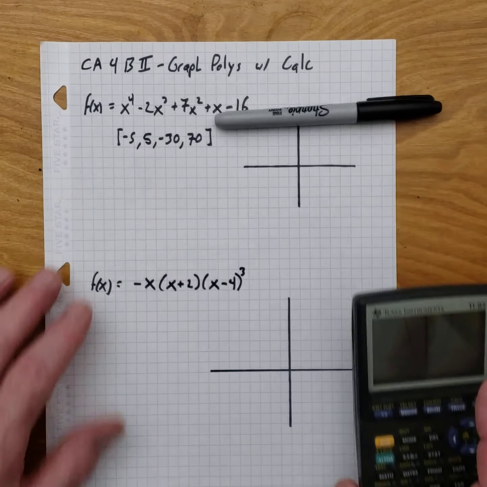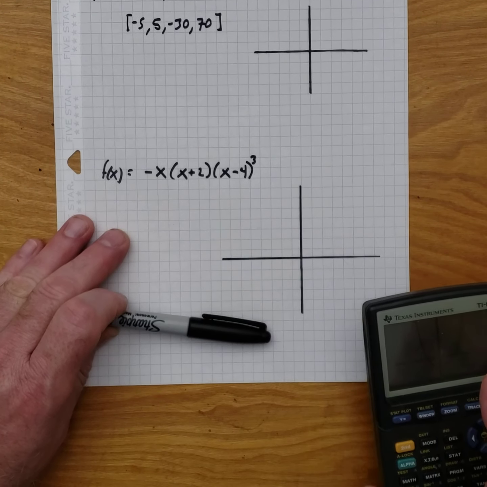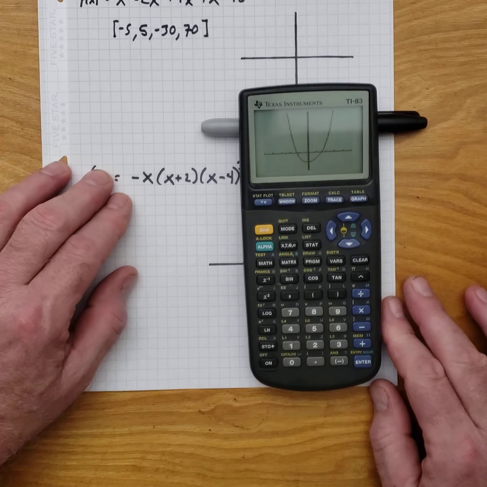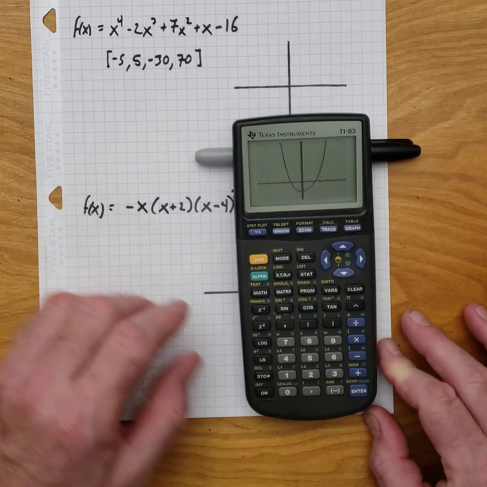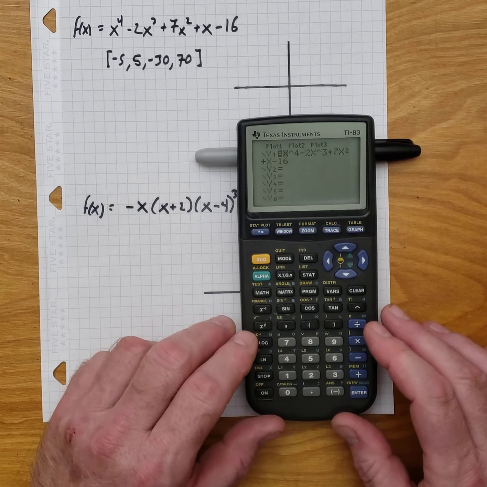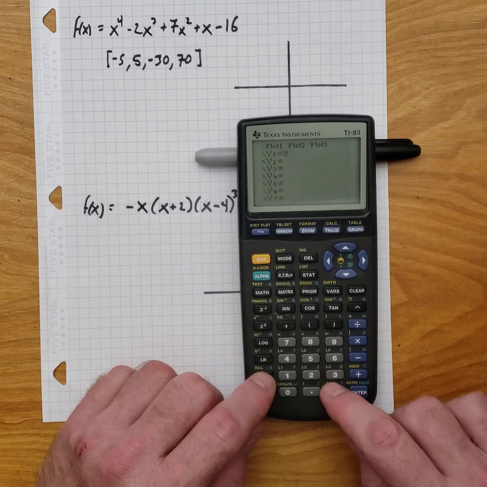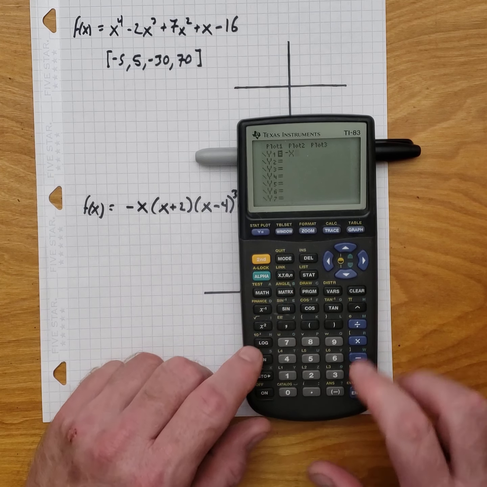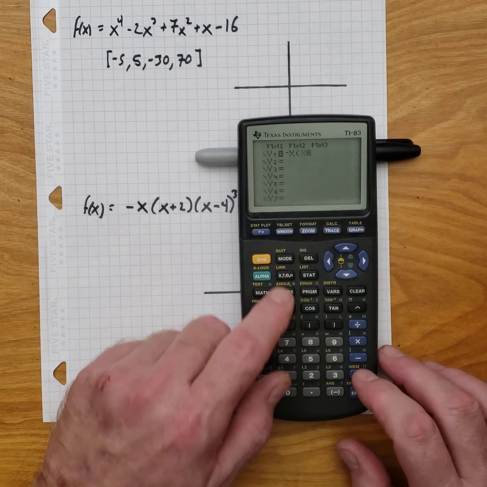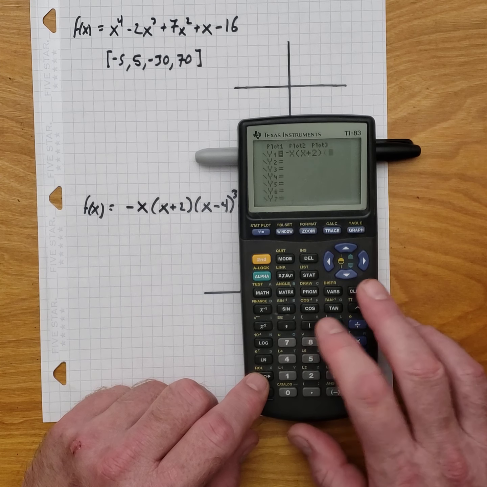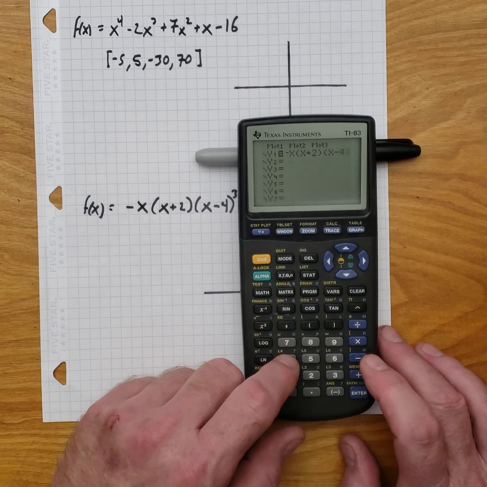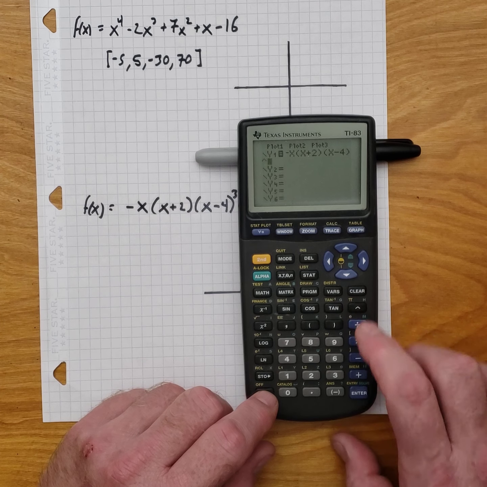All right, so let's look at this next one. This one's given to us in factored form. So it should be fairly simple to put into the calculator. I get the glare there. Go back to y equals. Clear out the old one. We get negative. Remember, use this key for negative, not the subtraction. So -x, and then (x plus 2), close the parentheses, and (x minus 4), close parentheses, to the 3rd power.